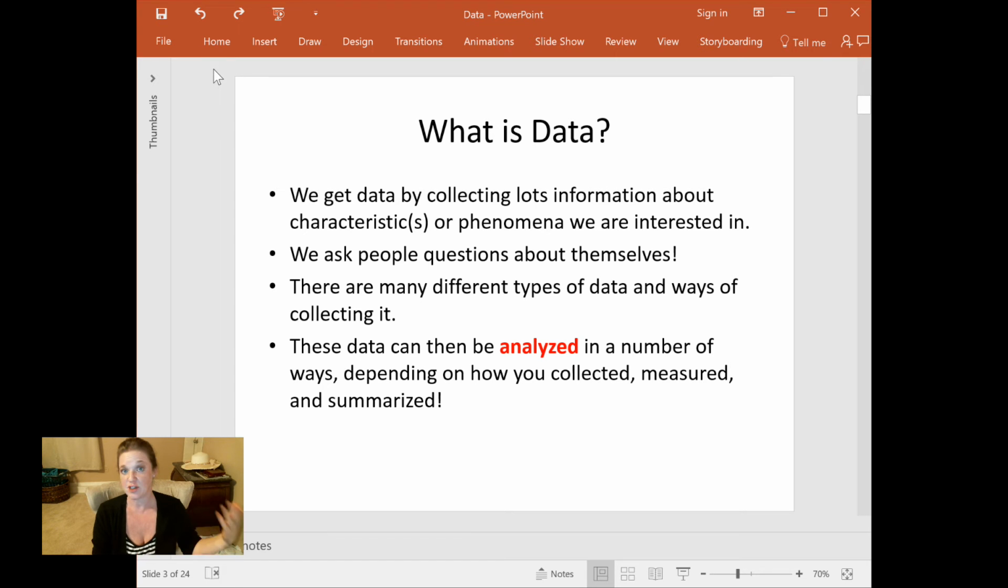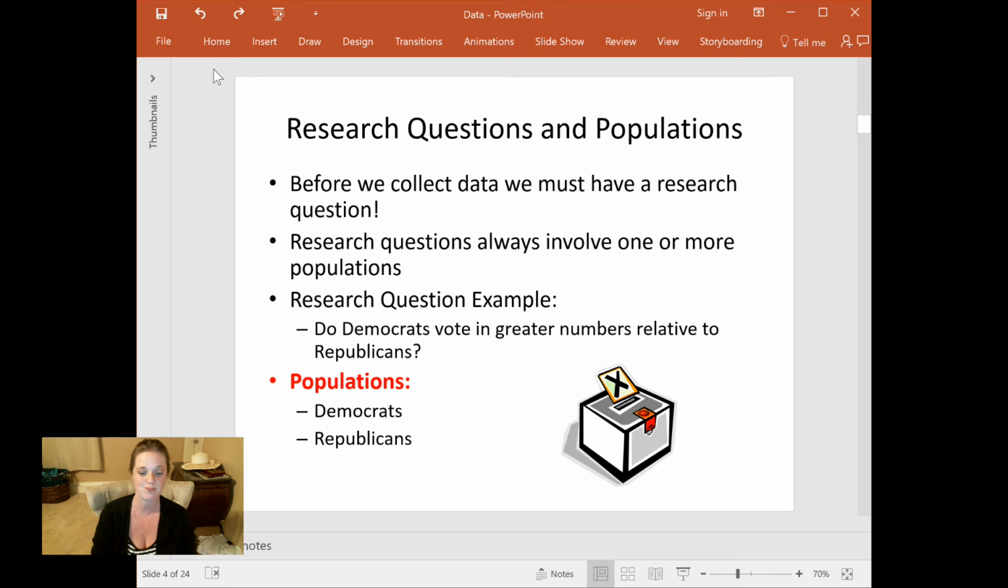And there are different types of data, different types of variables, different ways of collecting data, different ways of summarizing data, different ways of analyzing data, right? But first, we got to get a handle on what data is. It's the information we gather about people.